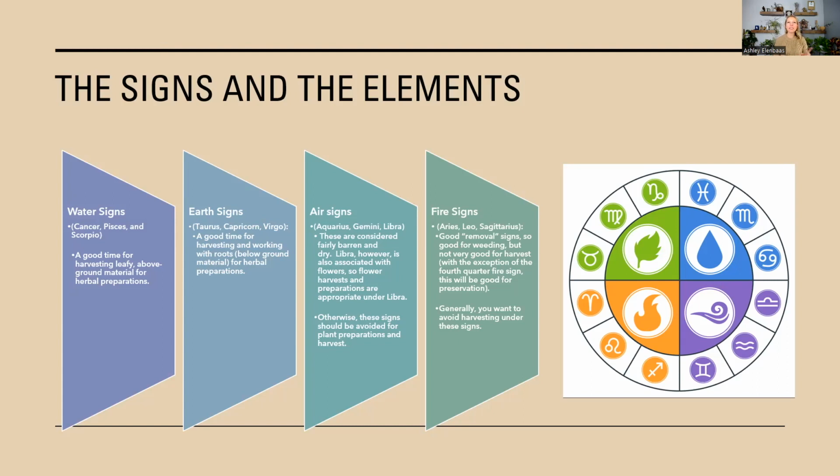Now, here's the thing, guys, there's a lot of nuance here, because what happens if the full moon lands in the sign of Libra? Do you not harvest? But it's a full moon. You can, but just notice that you might have a drier harvest, that your plants might not be as full and plump as they would be if it fell in another sign.